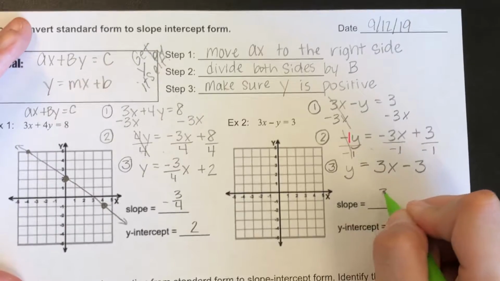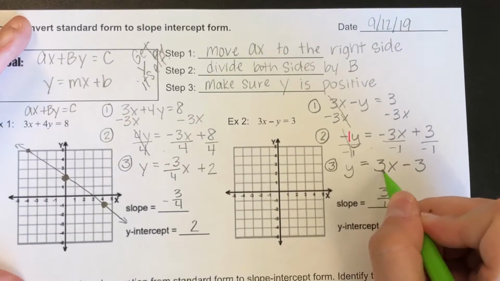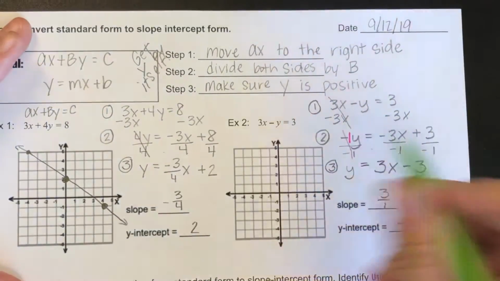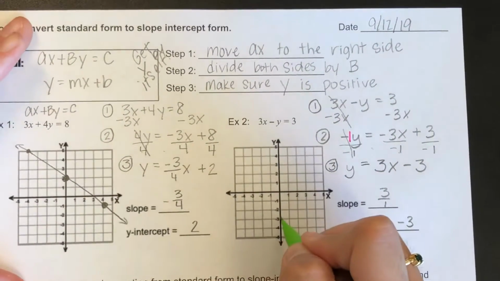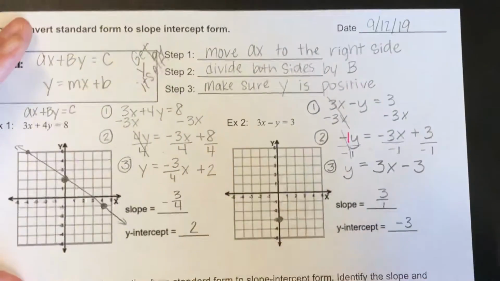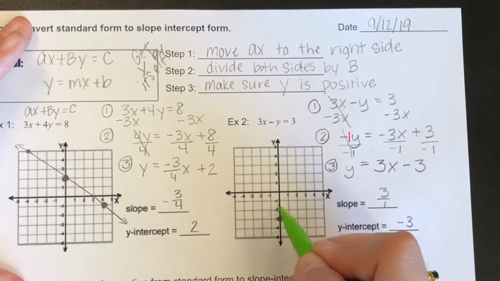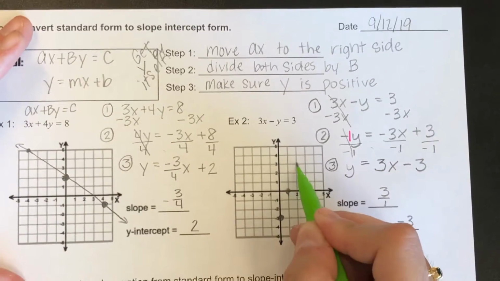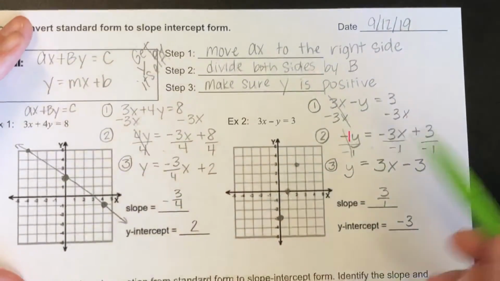Our slope is 3 over 1 because of our m. Our y-intercept is negative 3. So we're going to go down 3, 1, 2, 3. And then our slope tells us to go up 3, 1, 2, 3 over 1. It is positive. Draw our line.